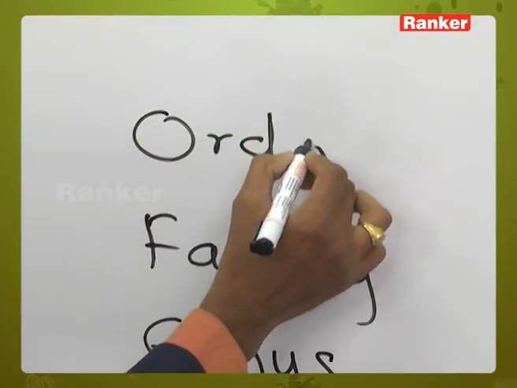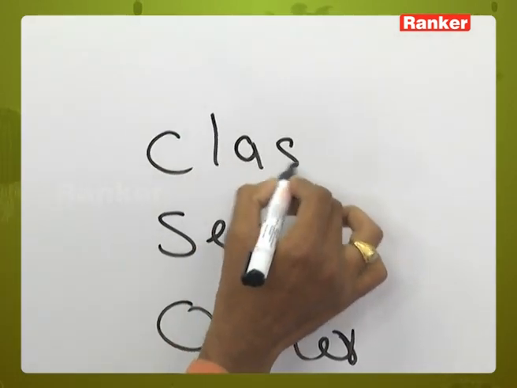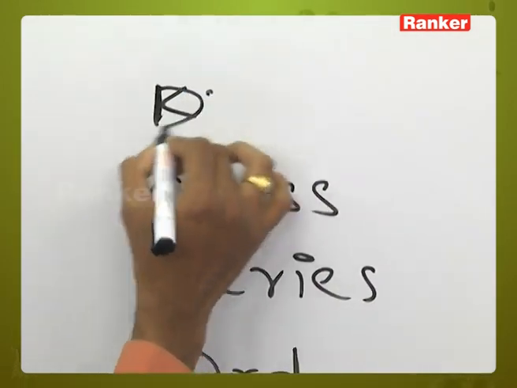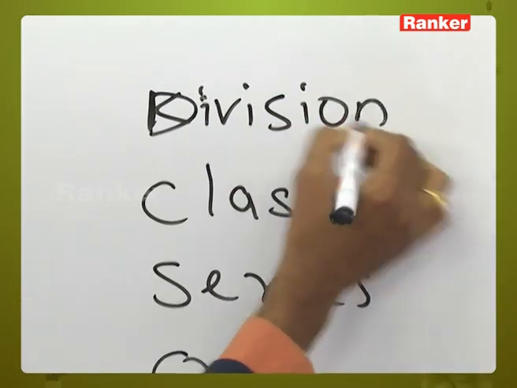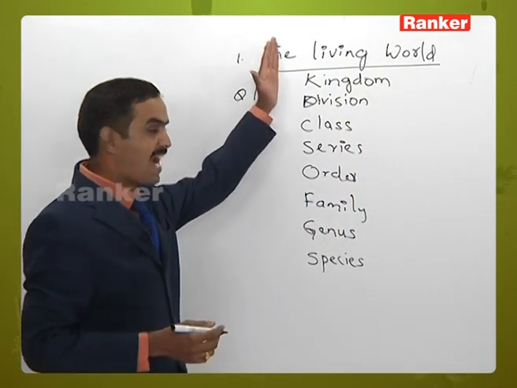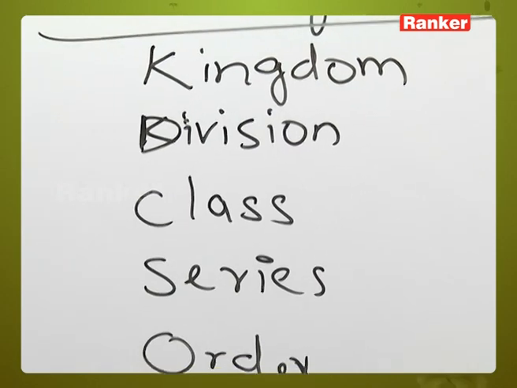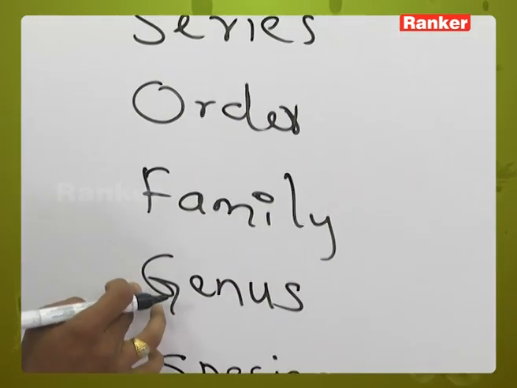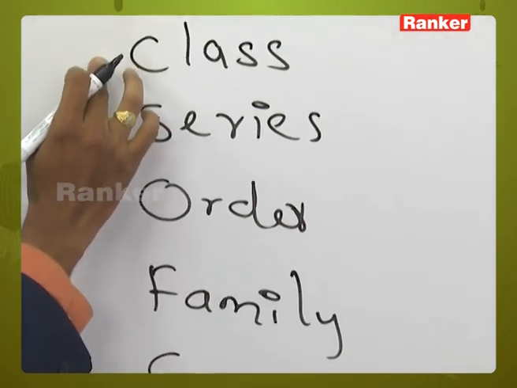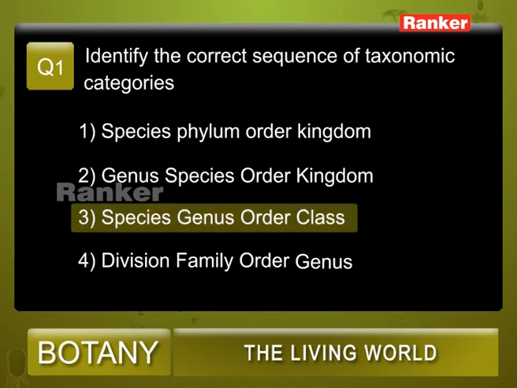order, series, class, and division, kingdom. So this is the order from lowest to highest. In the given options, the third option shows species, genus, order, and class. So this is a correct order. So the correct answer is the third option, that is species, genus, order, and class.